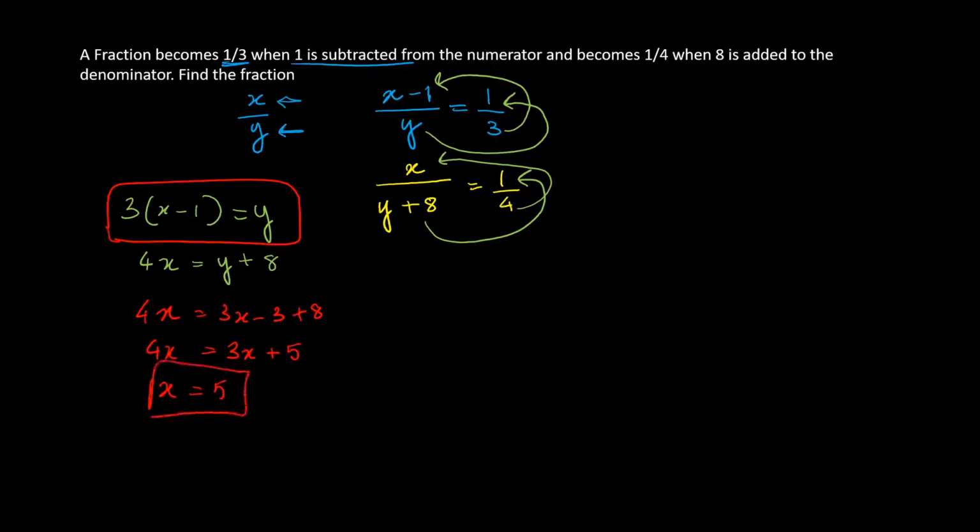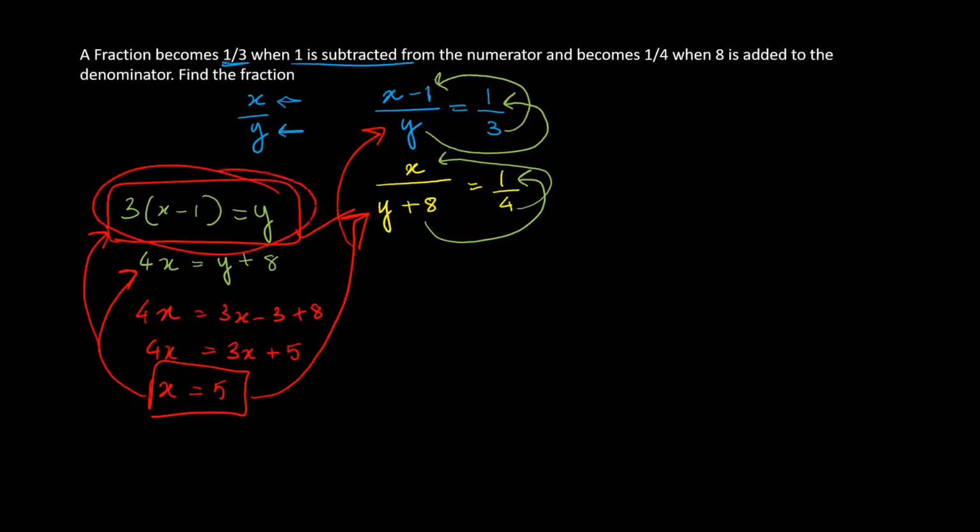Now this was very easy, and now let us put the value of x in this equation because it's already equal to y, so it will be simpler to solve. Also, as I have told in previous videos, we can put the value anywhere we want, here, here, or anywhere. I'm going to put it in this because it looks simpler to me. So that will be 3 times (5 minus 1) equals y. 5 minus 1 is 4, so my y is going to be 12.